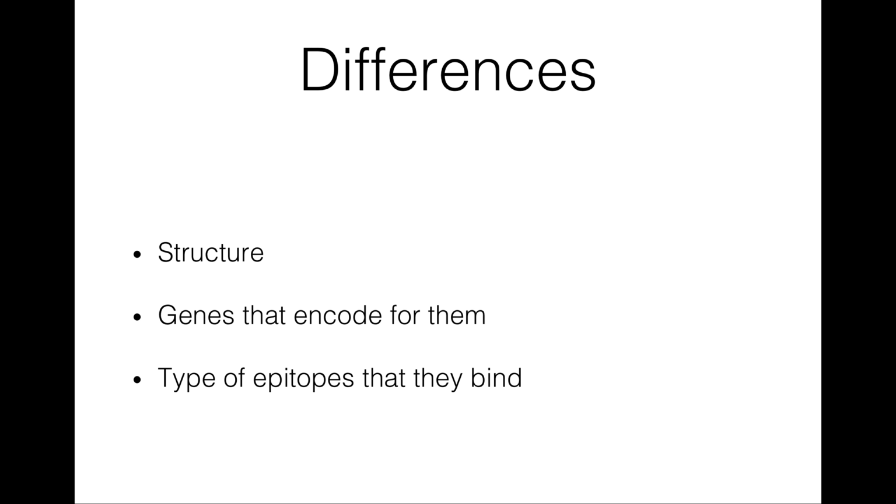There are slight differences. The structure of BCRs and TCRs are different, and the genes that encode for them, and the types of epitopes that they would bind are different.